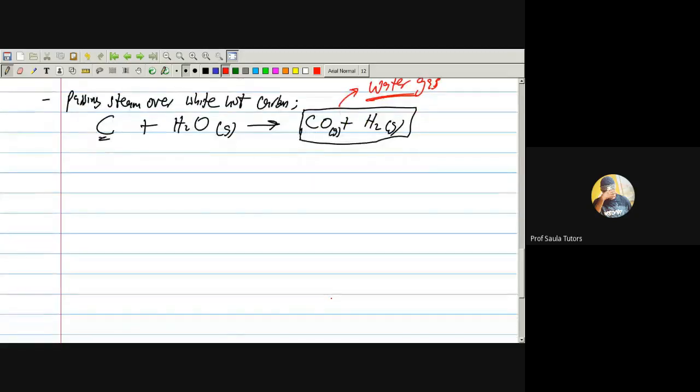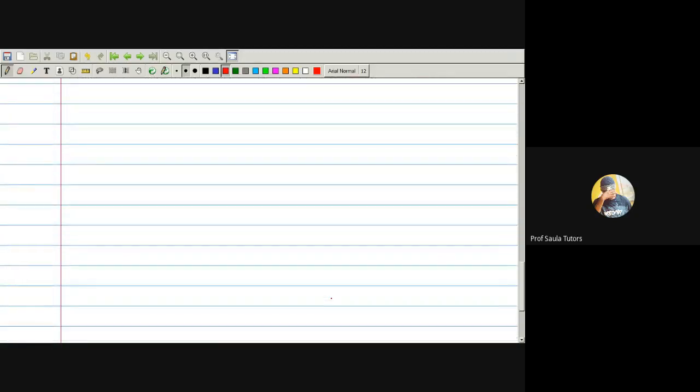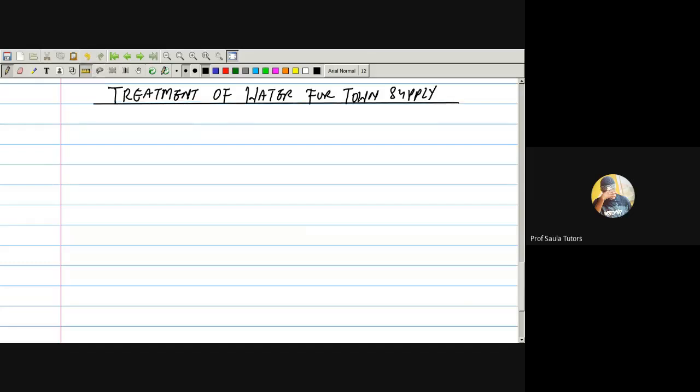Now, we all know that water can never be 100% pure. There will be one or more impurities in water. Everybody knows that. So that is why we must learn treatment of water. Let's look at treatment of water. Treatment of water for town supply.